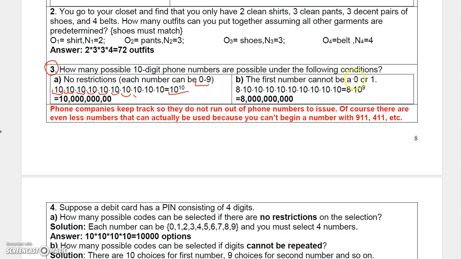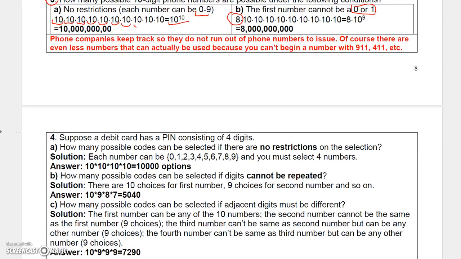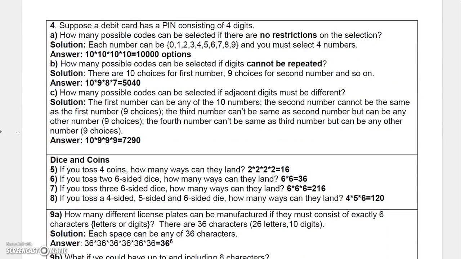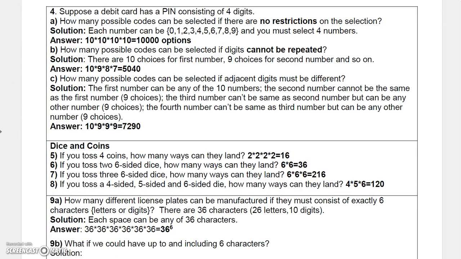Now, if you wanted to restrict that, you might say, well, let's say the first number can't be a 0 or 1. Well, the only thing that would change is that it leaves you only 8 values to choose for the first one. But then you still have 10 that you can choose for the rest of them. So 8 times 10 to the 9th would be 8 billion. Okay. Now, there are other numbers you'd have to toss out, because you couldn't use numbers that start with 911, 411, etc. But hopefully you can see that counting techniques are helpful in determining the possibilities.